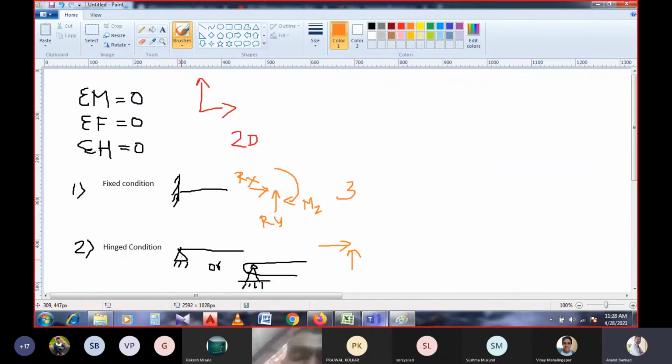It will not be allowed to move in the horizontal direction as well, but it can be allowed to have a rotational movement. That means there is 1 degree of freedom, and we have 2 unknown reactions. 2 unknown reactions for hinged condition and 1 degree of freedom. Is that clear?